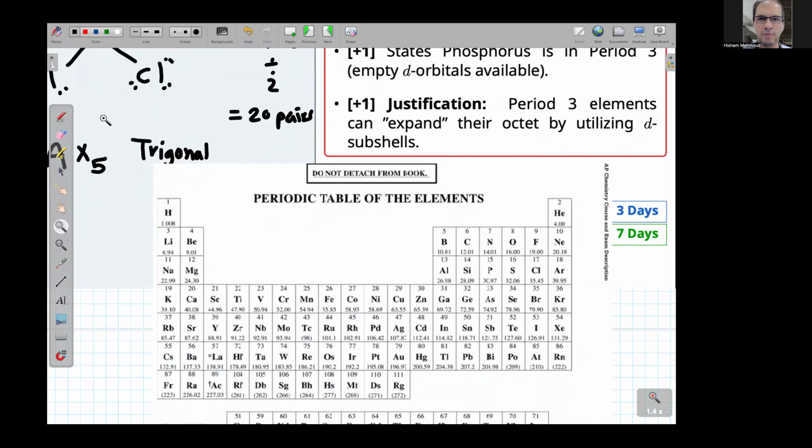Look at the periodic table. Nitrogen is in period 2. Available orbitals for period 2 elements are either 2s or 2p. That's it. There are no d orbitals here.